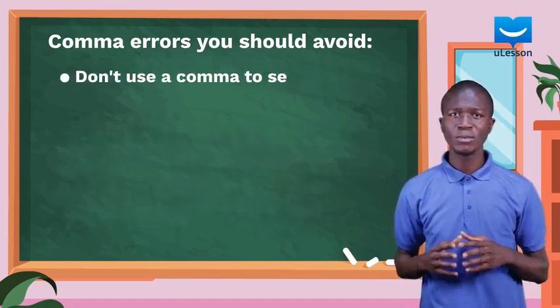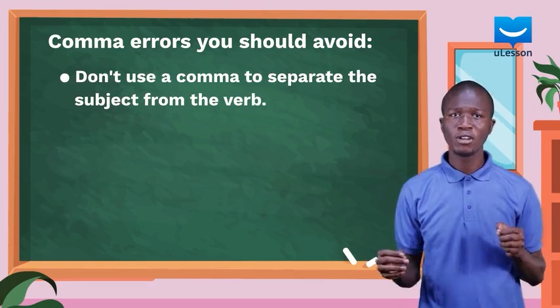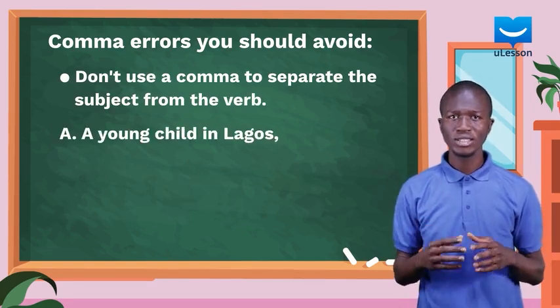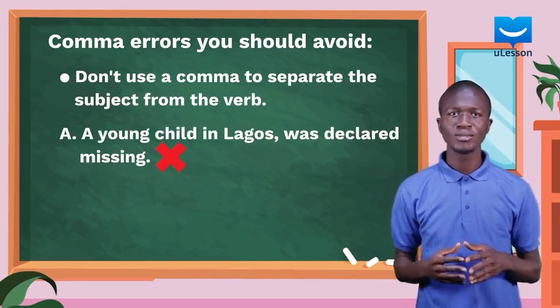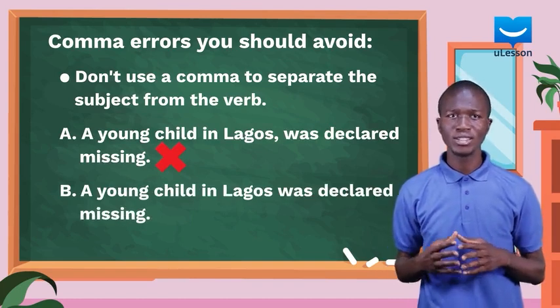Don't use a comma to separate the subject from the verb. A young child in Lagos was declared missing.